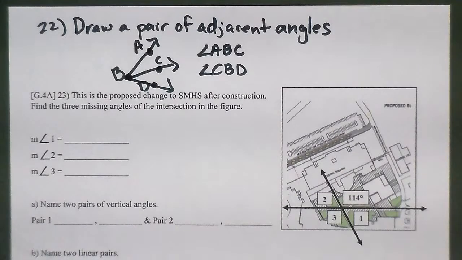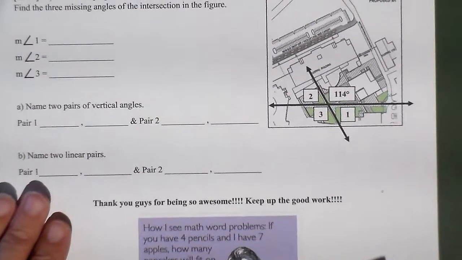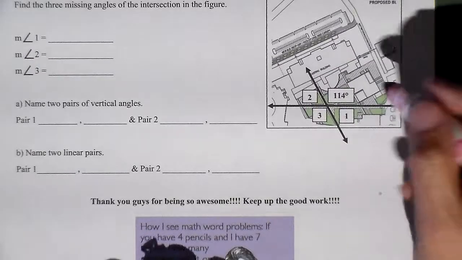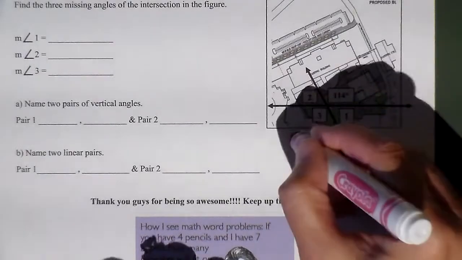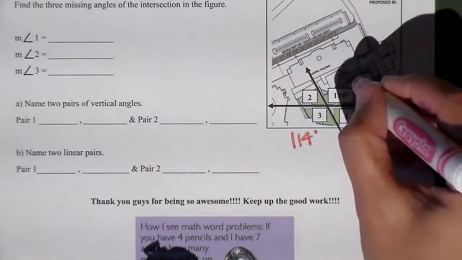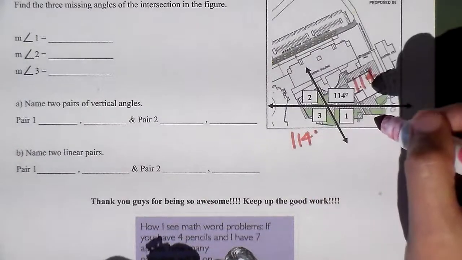It can't be in the interior of both angles at the same time, and I'm running low on battery, so I'm going to hurry up. Okay, coming to the last one. These are a pair of intersecting lines, which means I've got vertical angles. So if that's 114, angle 3 is 114. Vertical angles are always congruent.